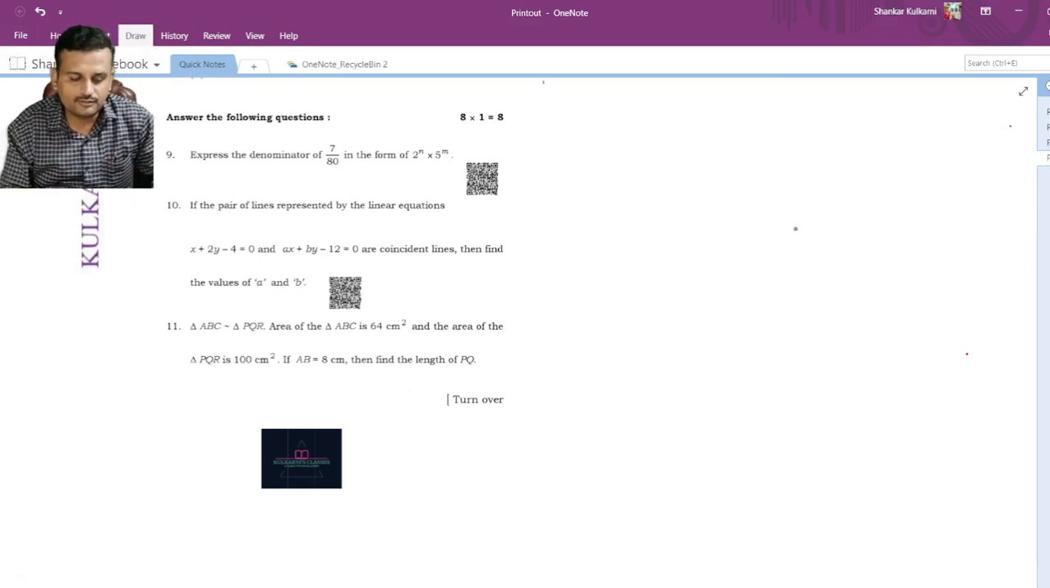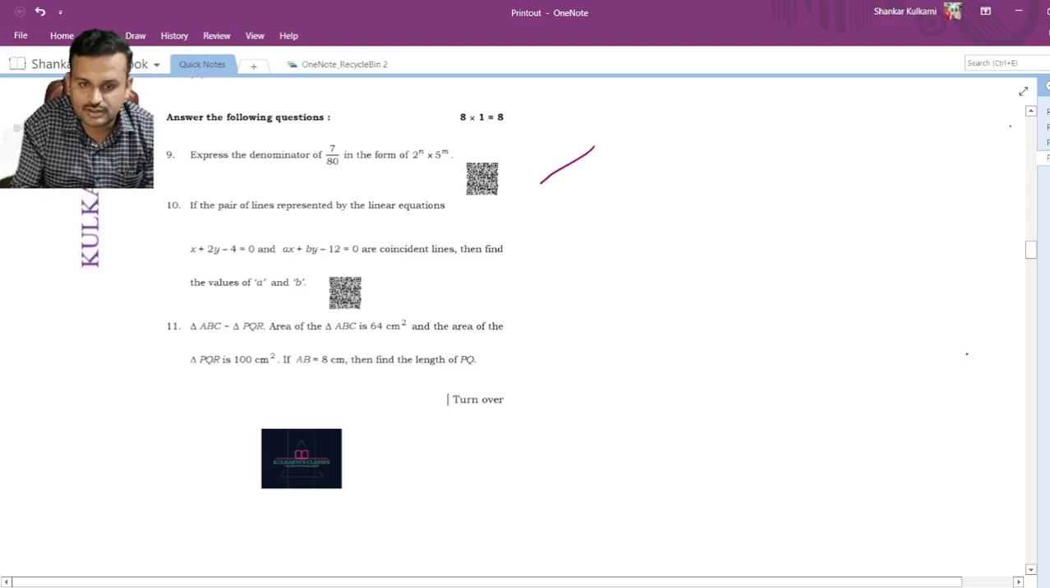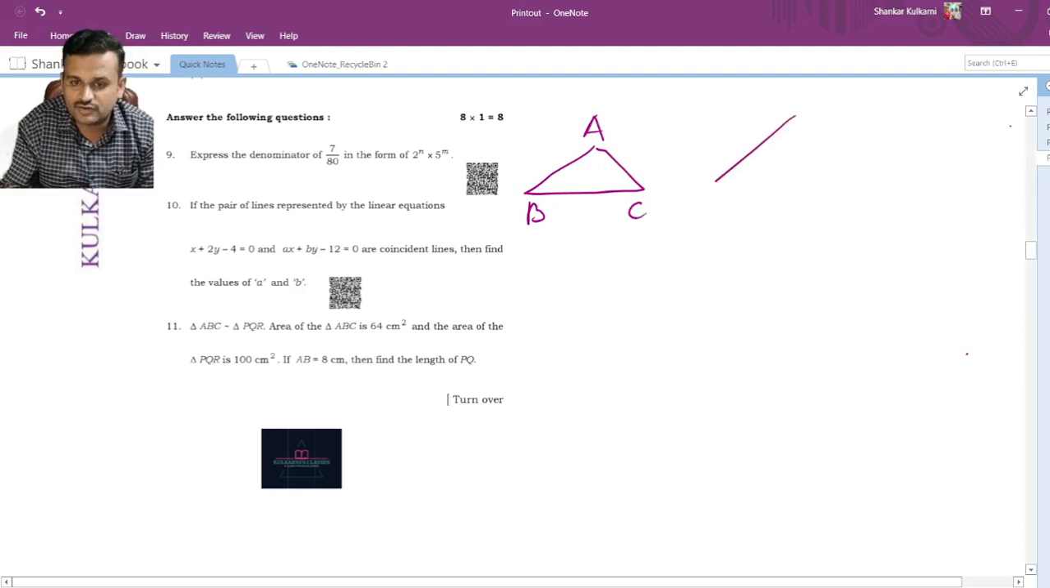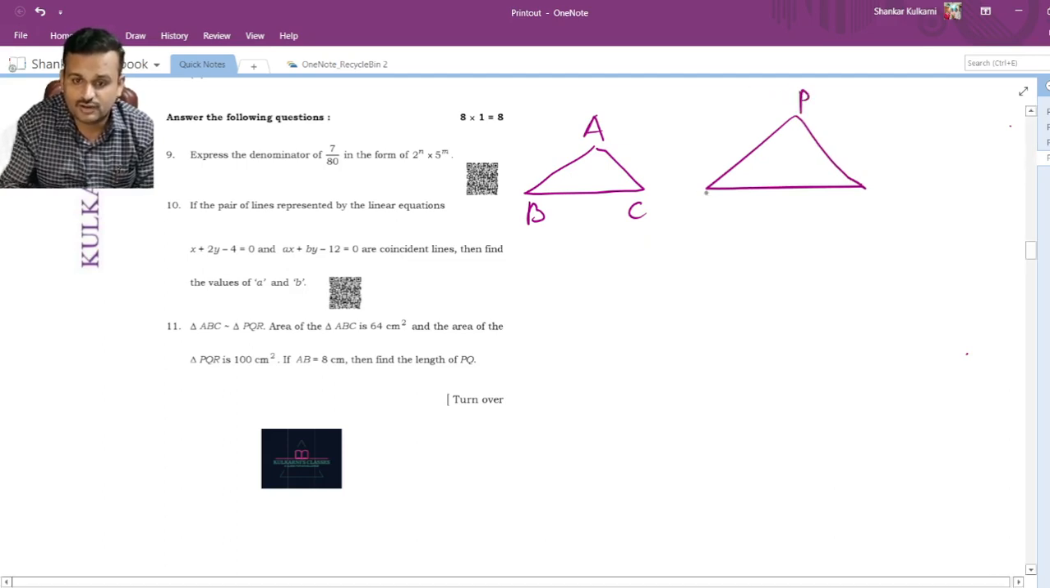In this they have given that triangle ABC is similar to triangle PQR. Try to understand. Here we have triangle ABC. It is similar to triangle PQR. Similar means it is not necessary that they should be of equal size. It is just looking the same. We can say PQ.